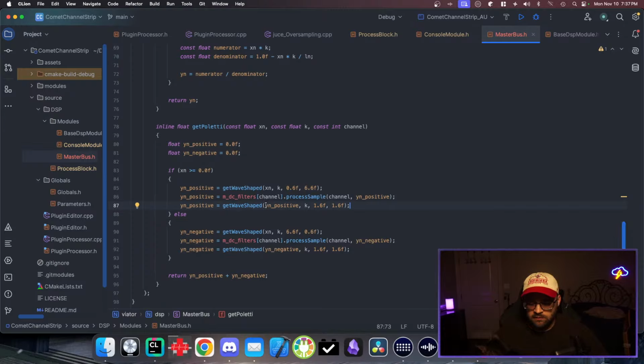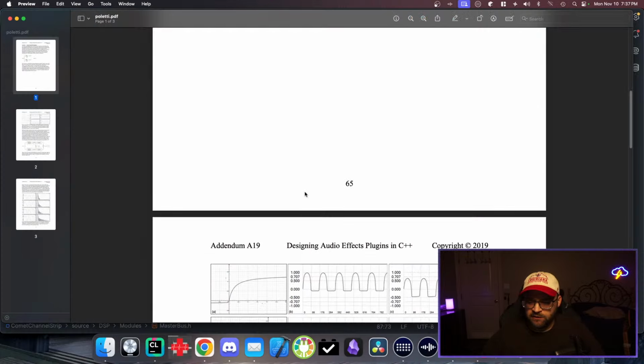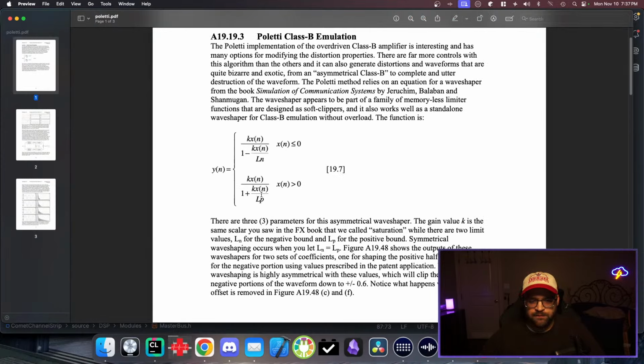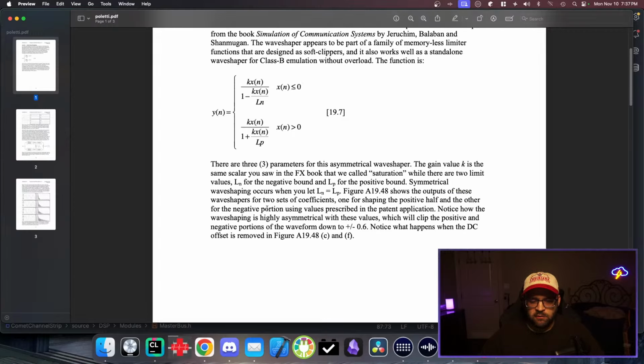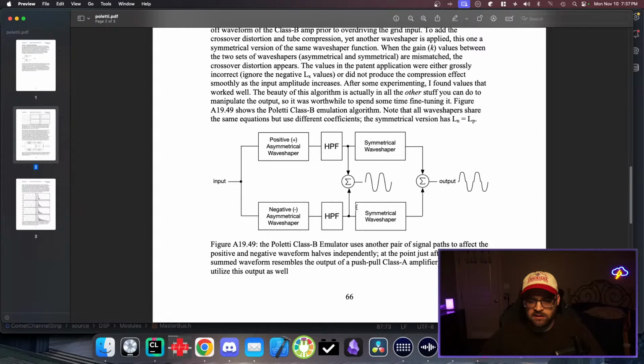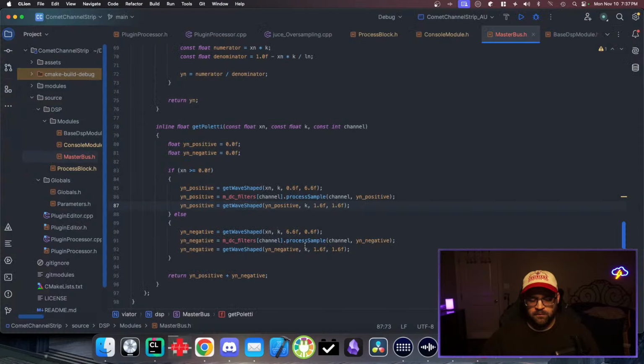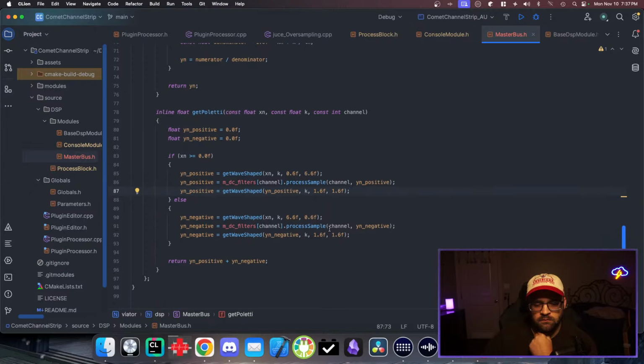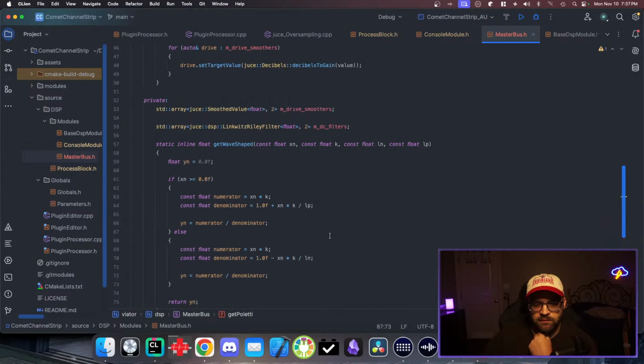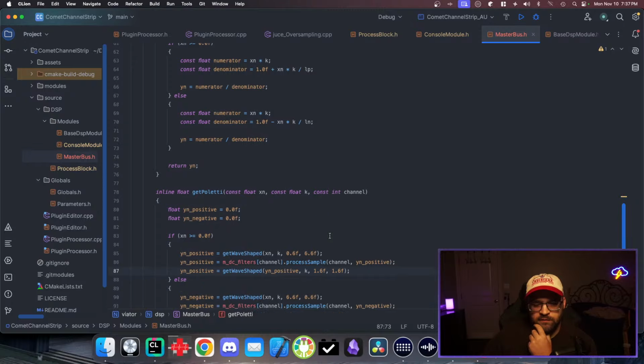It's not quite... I am taking this paper, which is an addendum to Will Pirkle's Designing Audio Effects Plugins, and I am going from the equations and the block diagram and just transforming it into code. So maybe I'll try one more thing, because the shape just isn't perfect. It's very close.